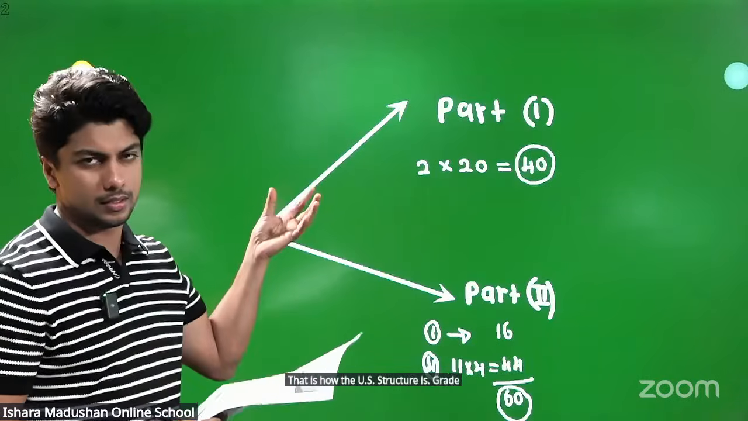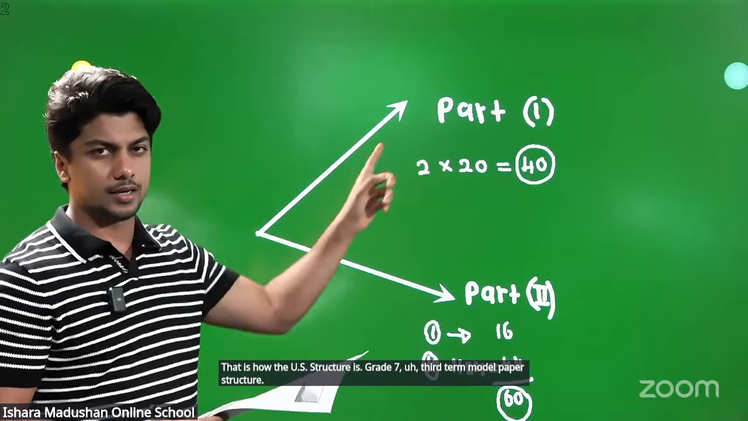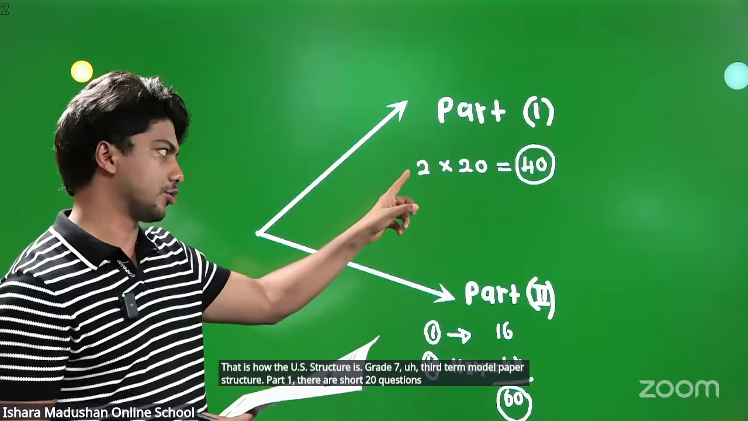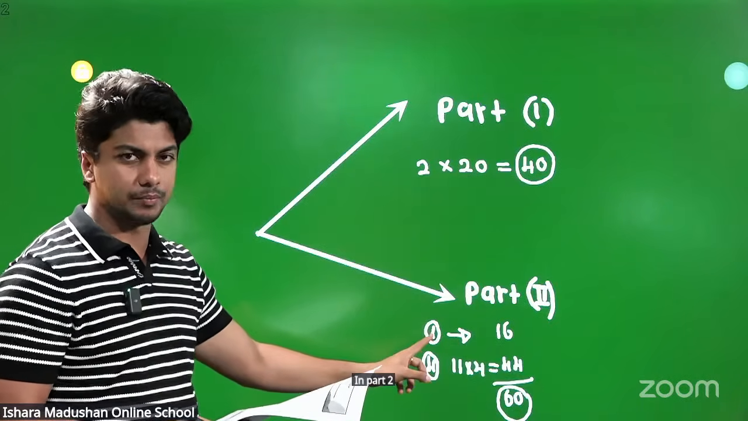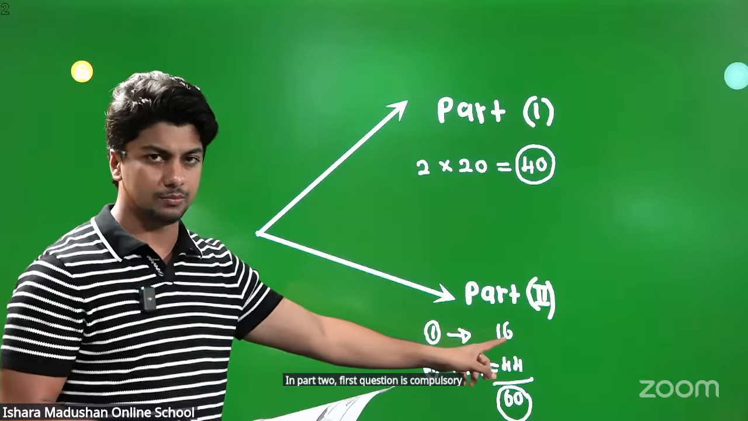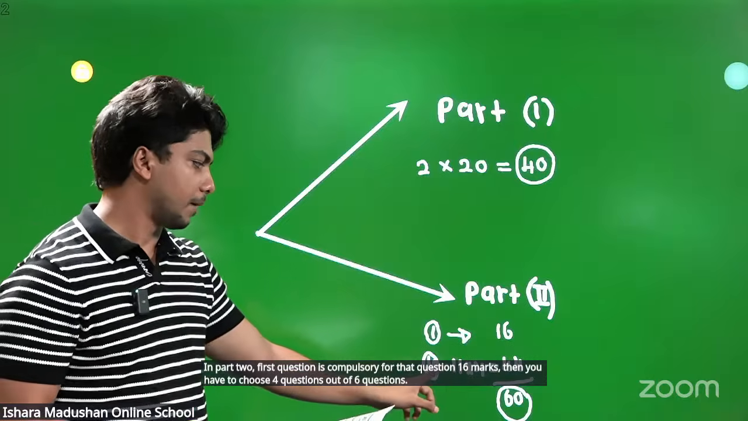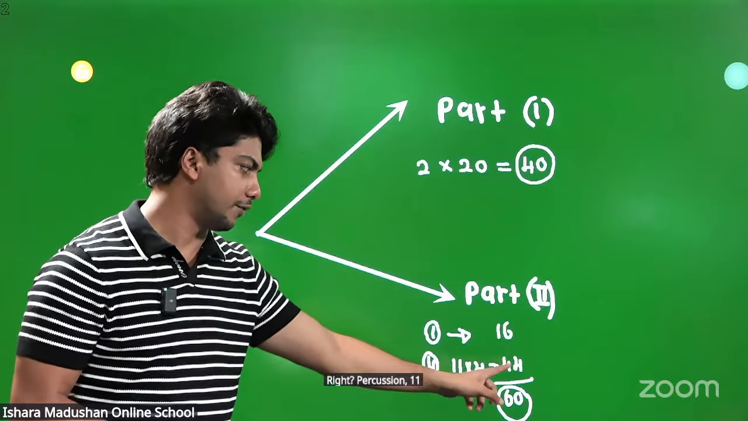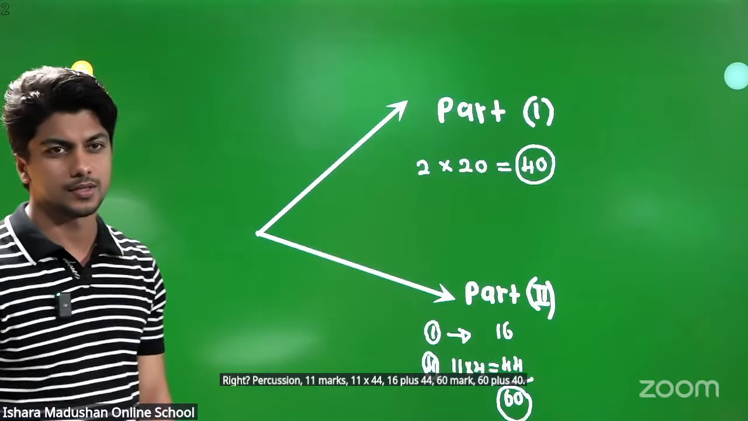Grade 7 third term model paper structure එක ඒ විදිහට තමයි තියෙන්නේ. හරි. Part 1 there are 20 short questions, per question 2 marks, 2 into 20, 40. In part 2 the first question is compulsory. For that question 16 marks, then you have to choose 4 questions out of 6 questions, right? Per question 11 marks, 11 into 4, 44, 16 plus 44, 60 marks, 60 plus 40, 100 marks, right?